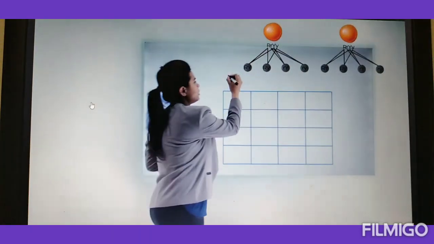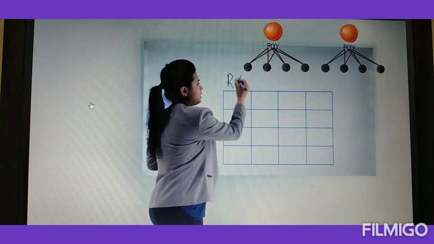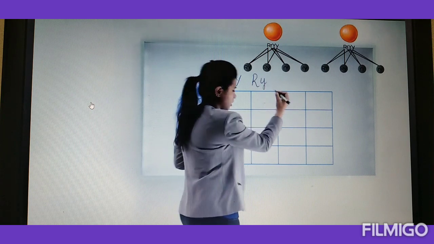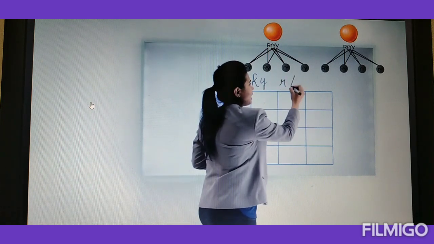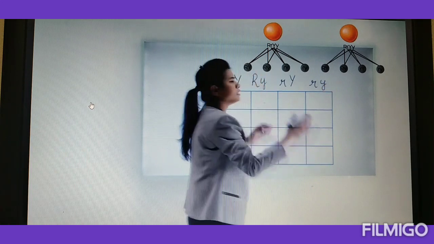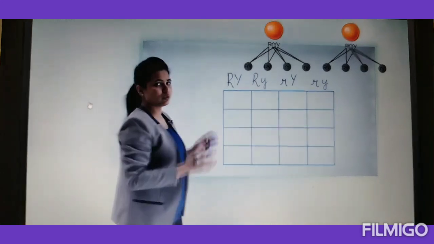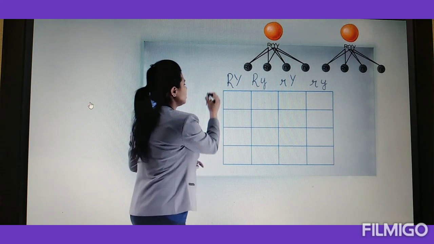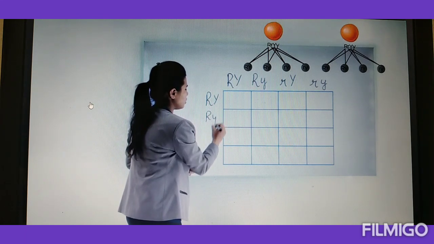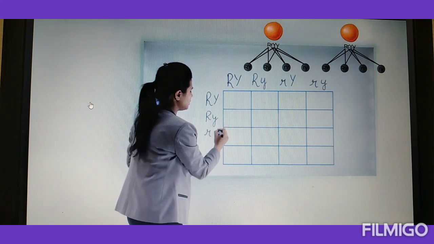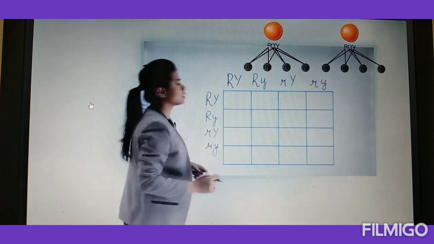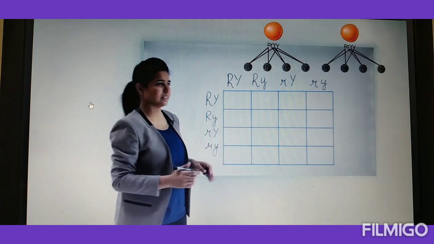So we will have capital R, capital Y, capital R, small y, small r, capital Y, small r and small y. Similarly, on the left hand side also we will write the same gametes, which are capital R, capital Y, capital R, small y, small r, capital Y and small r and small y. Now let's fuse these gametes.